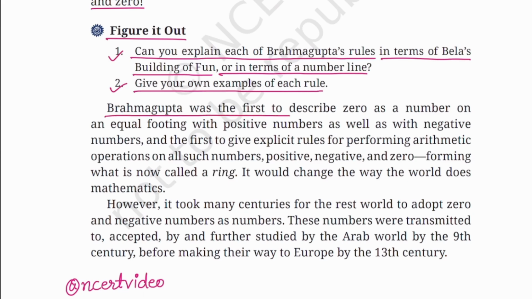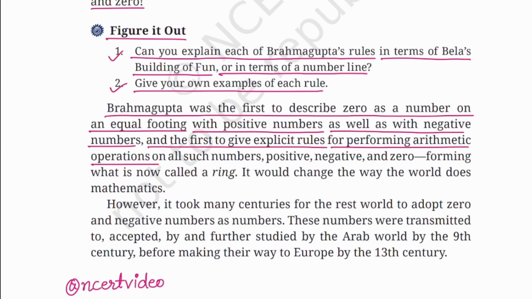Brahmagupta was the first to describe 0 as a number on an equal footing with positive numbers as well as with negative numbers, and the first to give explicit rules for performing arithmetic operations on all such numbers, positive, negative, and 0, forming what is now called a ring. It would change the way the world does mathematics.